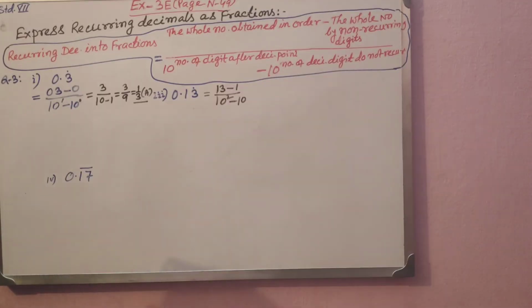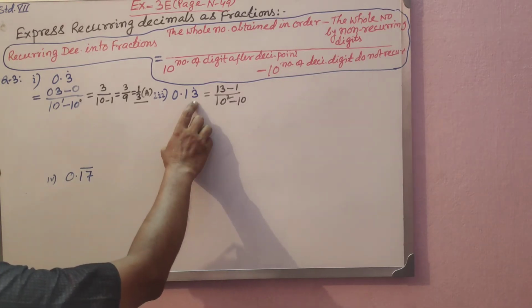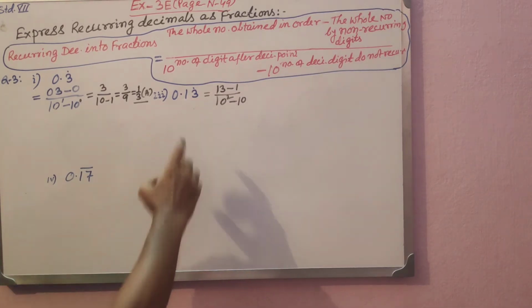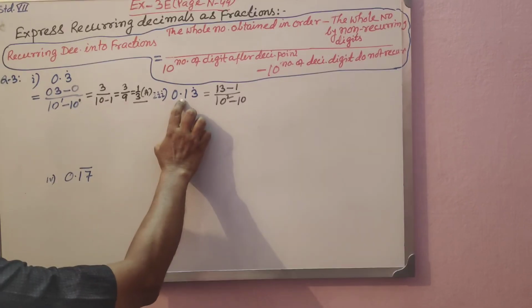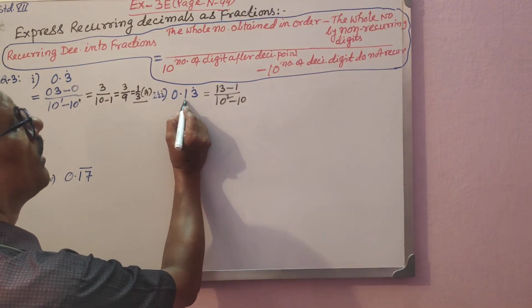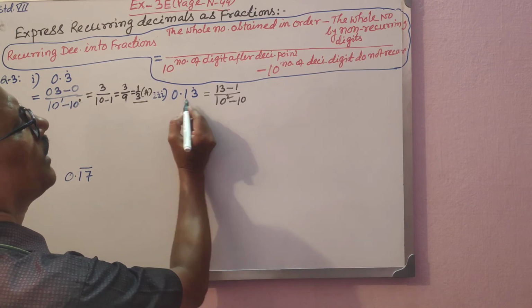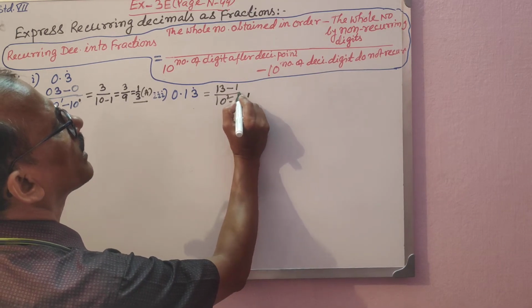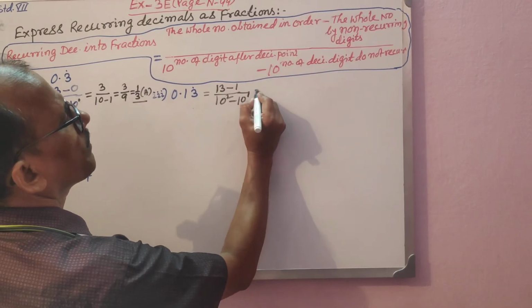Non-recurring, I mean 10 to the power, the decimal digit would denote... whole number part you will say, decimal digit which is not recurring. How many digits? Number of decimal digits which is not recurring, that is one digit. 1 is not recurring, 10 to the power 1. So what has happened here?